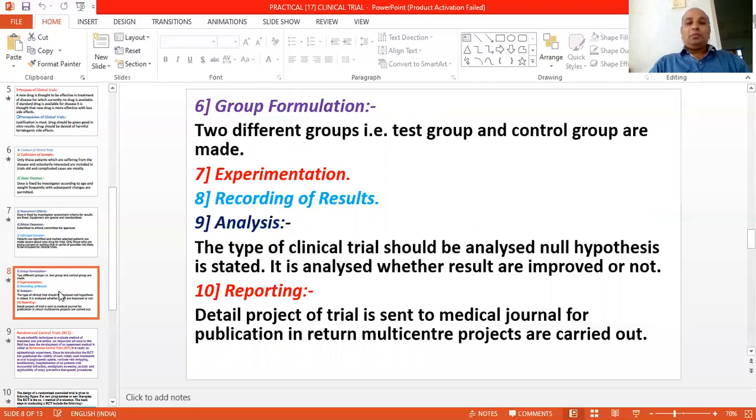Tenth, reporting. A detailed report of the trial is sent to a medical journal for publication. In return, multi-center projects are carried out.